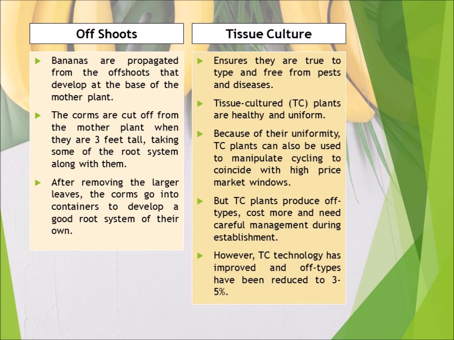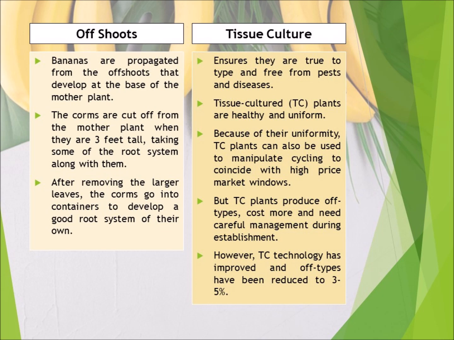The combs are cut off from the mother plant when they are 3 feet tall, taking some root system along with them. After removing the larger leaves, the combs go into containers to develop a good root system of their own. Another way to propagate bananas is by tissue culture.